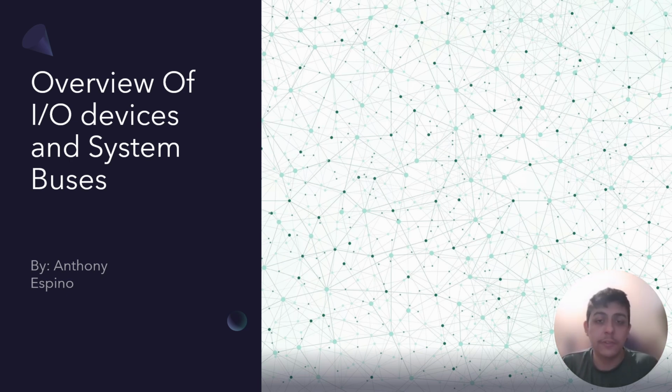Today we'll be going over and exploring the fundamentals of computer organization and architecture, focusing on I/O devices and bus systems, and explaining what they do and their importance. If you're ready, let's begin and get to it.